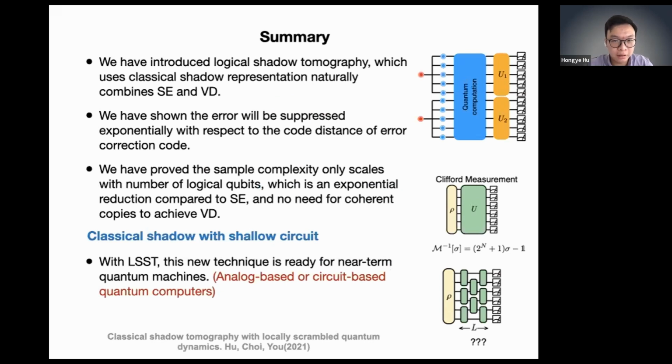So to conclude my talk, I think combined with the progress of locally scrambled shadow tomography, this new quantum error mitigation technique is ready for the near-term quantum devices, and we hope to test it in the future with either analog-based or quantum circuit-based quantum computers. And with this, I'll conclude my talk, and thank you for your attention.